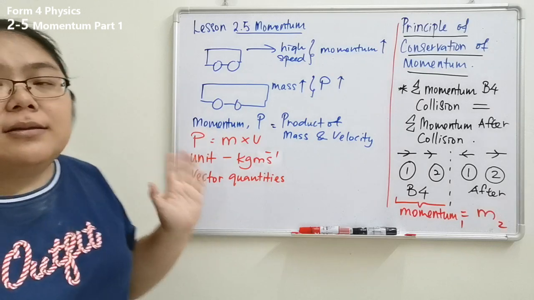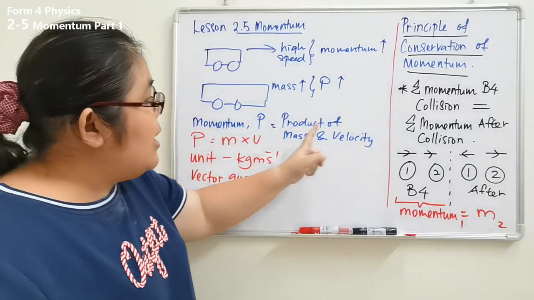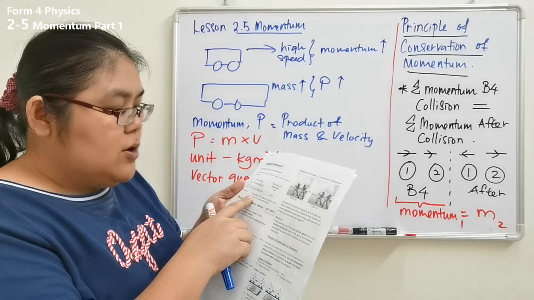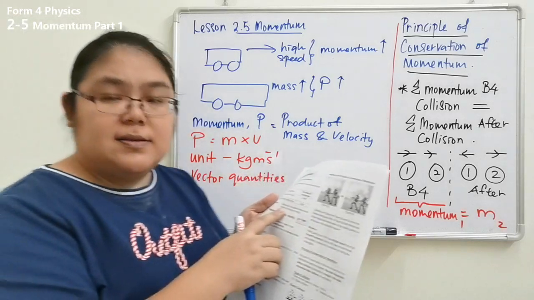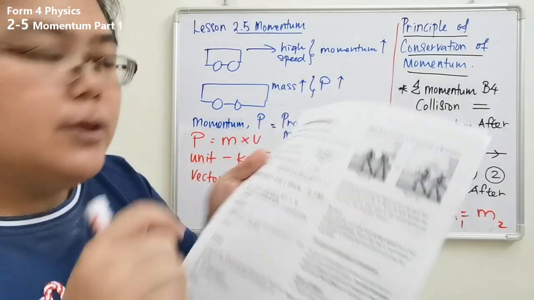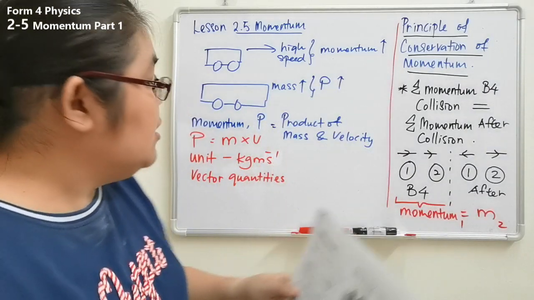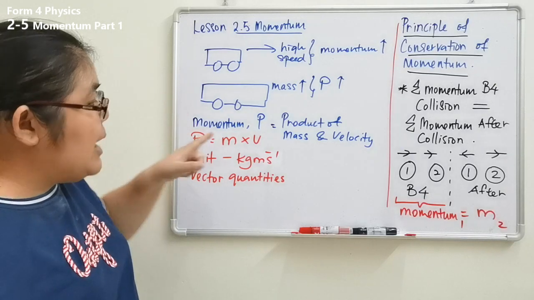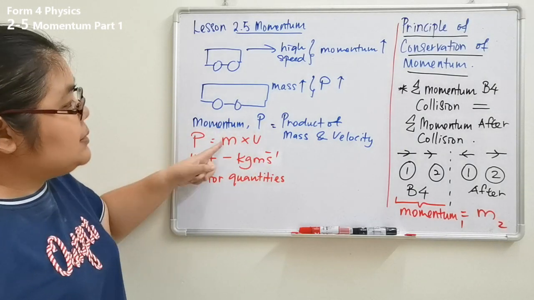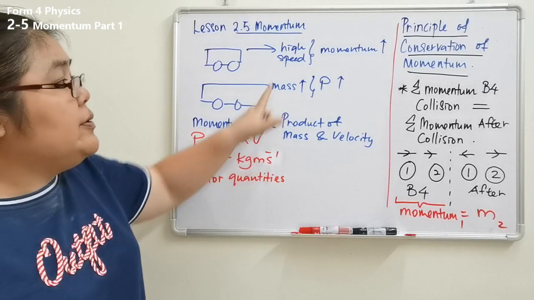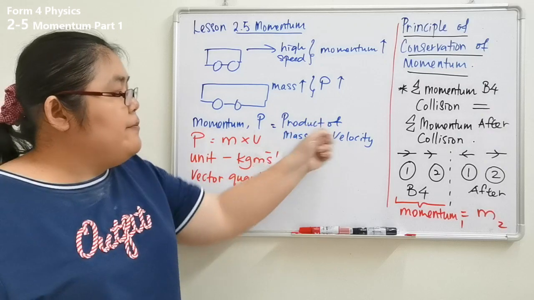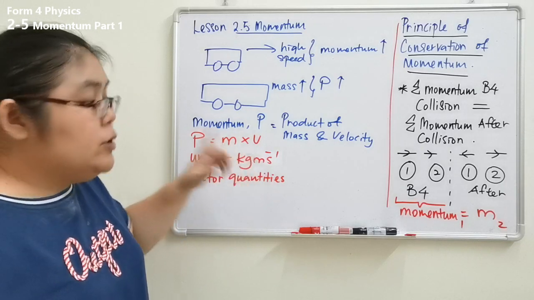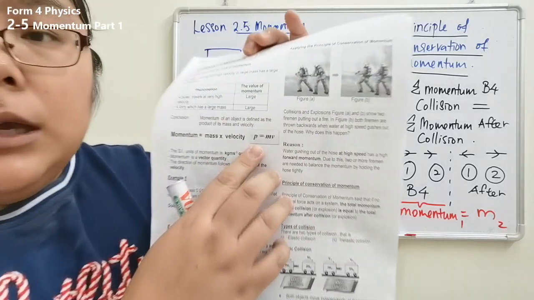So from here we can write the definition for momentum. That is the product of mass and velocity. Conclusion: momentum of an object is defined as the product of its mass and velocity. This is a definition, you can highlight it. Using the formula, momentum, the symbol is capital P. Mass is M. Then V stands for velocity. Product of mass and velocity means multiply. So P equals M multiplied by V. We can write the short form equation P = mv.